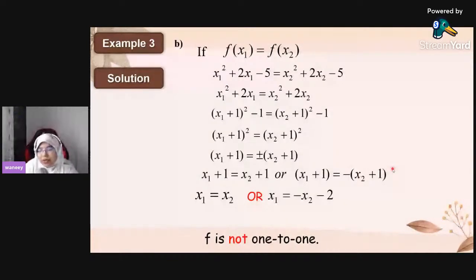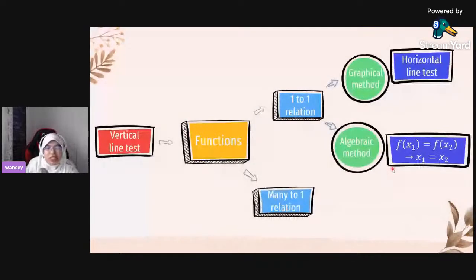Okay, so if I can summarize them, so this is of course the summarized part. Okay, so how do we know whether we have a function or not? You need to do something called the vertical line test. By doing a vertical line test, we can easily determine whether we have a function. Function, they only consist of two relations, either one-to-one or many-to-one. Yang ni yang biasanya kita panggil one-to-one function.